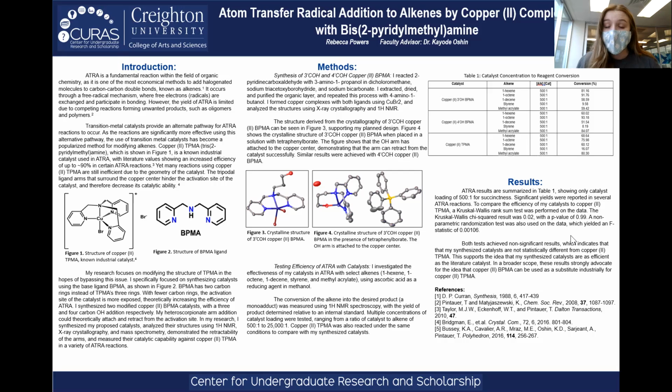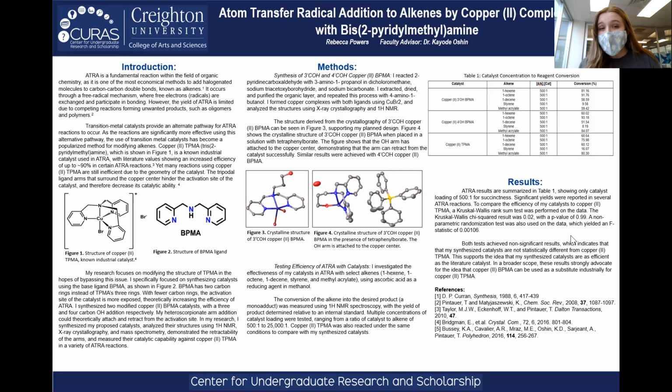It is a type of addition reaction where you can add halogens to an alkene, which is a molecule with a carbon-carbon double bond. And atom transfer radical addition reactions are used for a variety of industry purposes. And there is one specific catalyst that works very, very well for these reactions. That catalyst is known as tris-2-pyridylmethylamine. I'm going to call it TPMA for short.